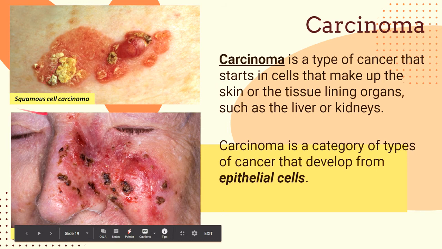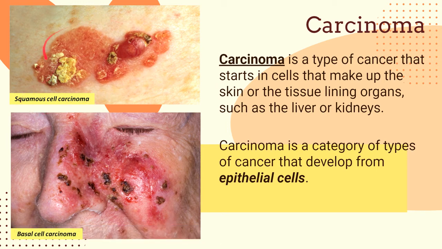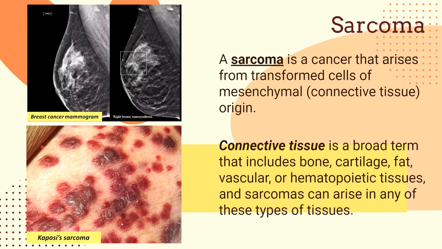As you can see here, you have your squamous cell carcinoma. As you can see, it's quite easy to identify that it has already started to spread throughout the patient's skin. So this one is basal cell carcinoma, so skin cancer. Carcinoma is a category of types of cancer that develop from epithelial cells. Again, those are the skin and tissue lining of organs.